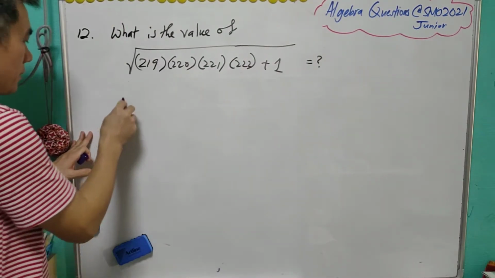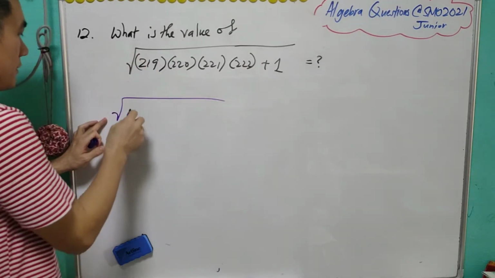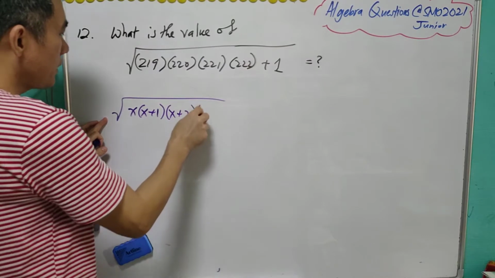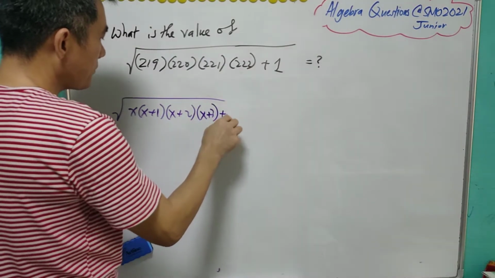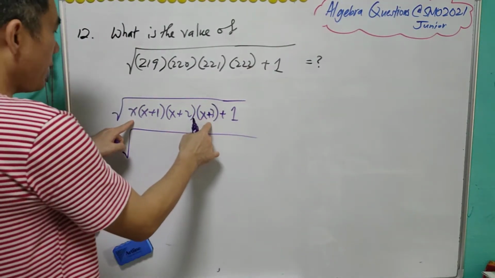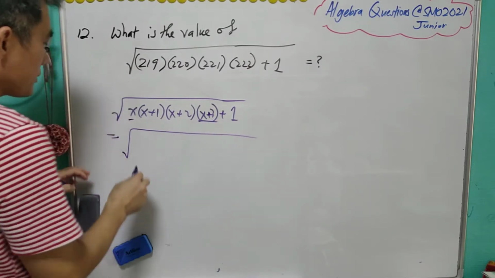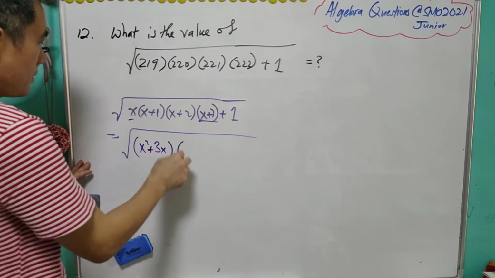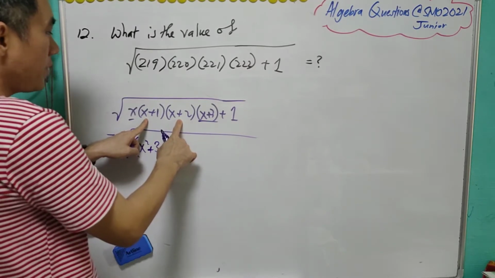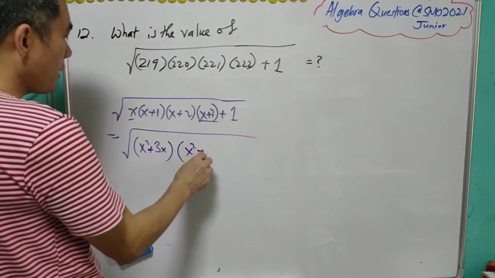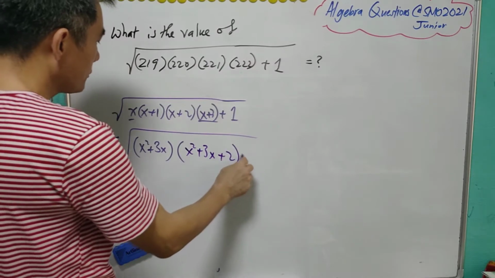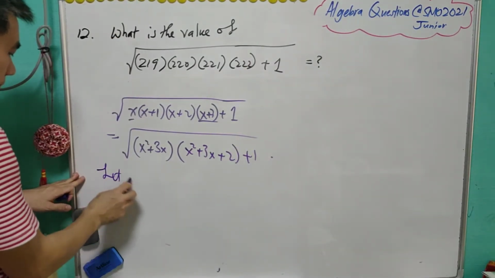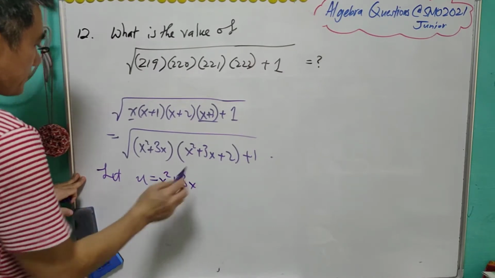The way to do this is we have to recognize that this is x, x plus 1, x plus 2, x plus 3, then plus 1. And we can combine x and x plus 3, so this is x squared plus 3x. And combine the x plus 1, x plus 2, it is x squared plus 3x plus 2. Then we can let u be x squared plus 3x.